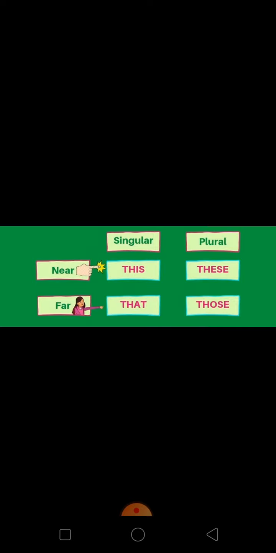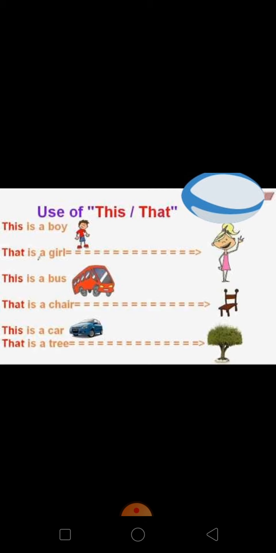Okay, let me explain with more examples. This is a boy. Now boy is single, so we are talking about a near thing. Okay, this is a boy. Boy kya hai bachcho, yahan pe near hai, so we use this. That is a girl. Now student, that is a girl. Matlab jo far hai, lekin singular hai. So we use that. This is a bus. Matlab jo near mein hai, we use this.